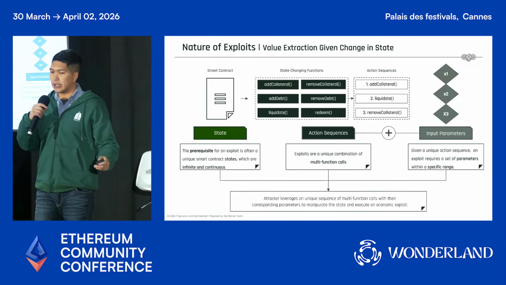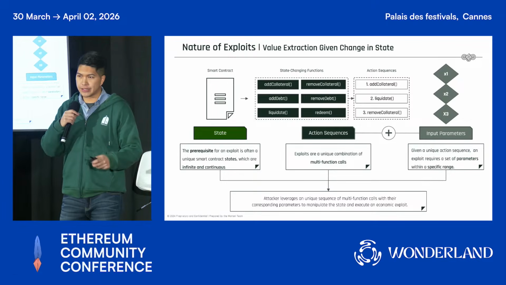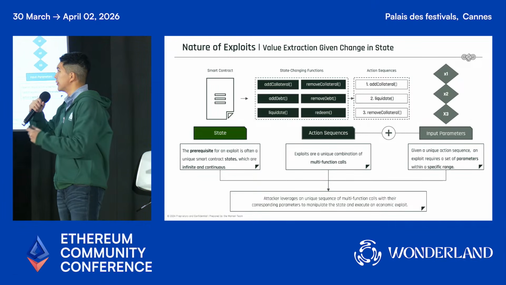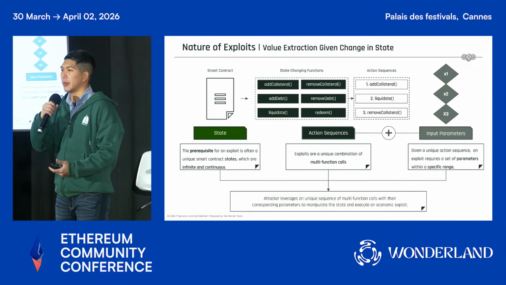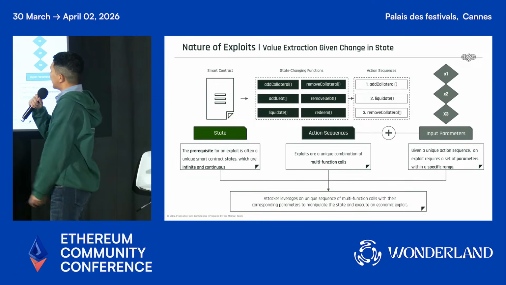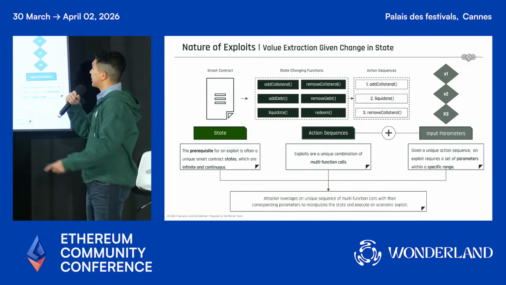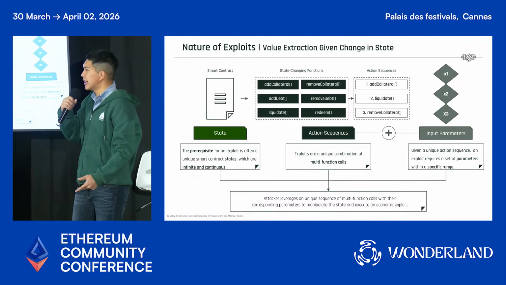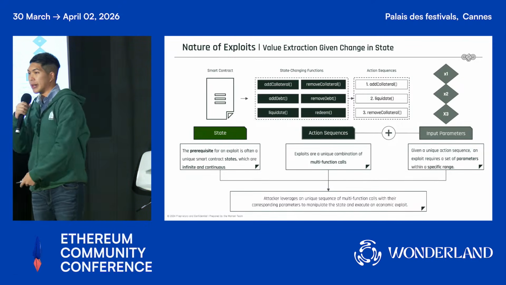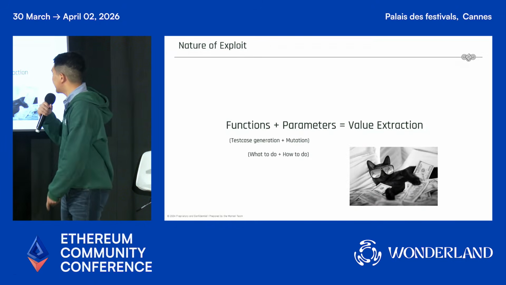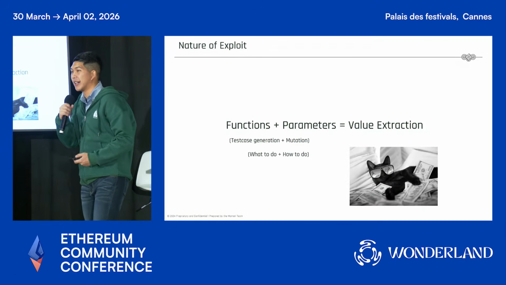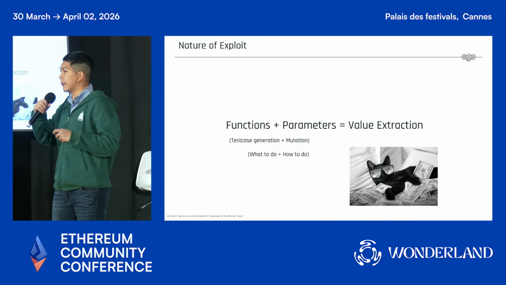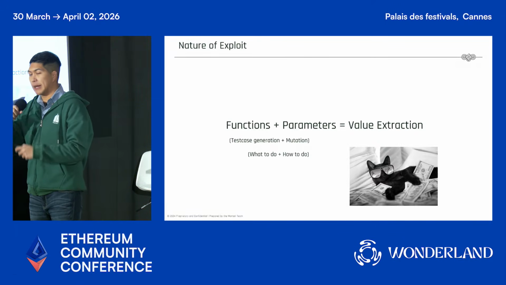Before we understand what fuzzing is, we need to understand what kinds of things result in value extraction, the exploit. What is the nature of an exploit? In the end, it's just functions and parameters. There's a sequence of functions: you add collateral, liquidate, remove, and then you run some input parameters. So functions and parameters equal value extraction, taking the money out. This is the fundamental reason why we are doing security pen testing.